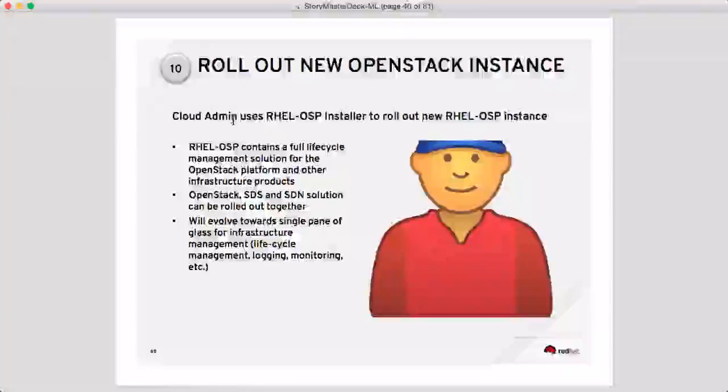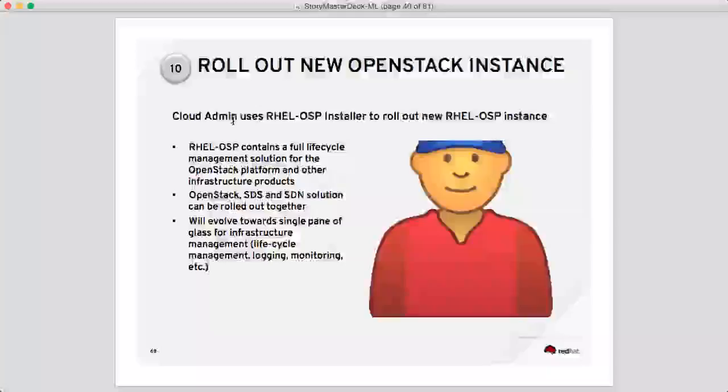So the next use case is the rollout of a new OpenStack instance. Before, we just looked at how to increase capacity within an existing OSP instance. Now we want to do a new rollout of a completely new OSP instance. Basically, this use case is about the cloud admin using the Roll OSP installer to roll out a whole new OSP instance.